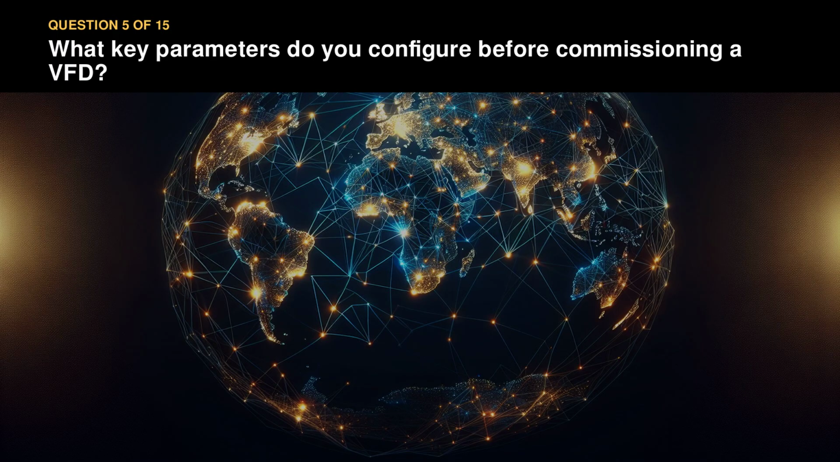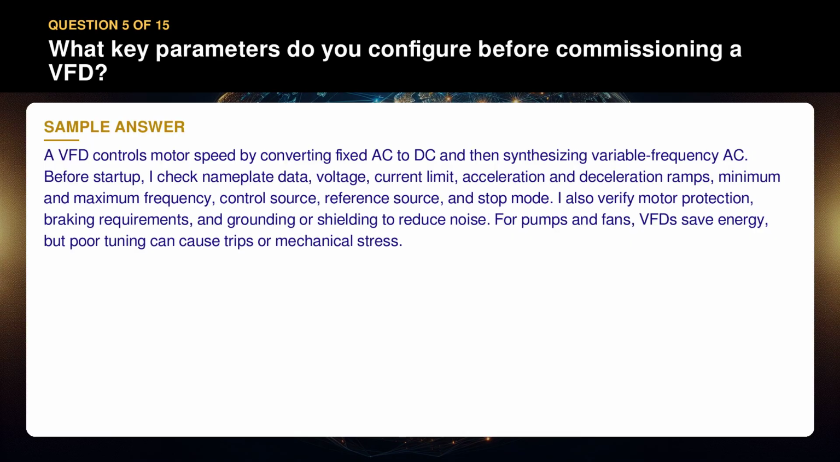Question 5. What key parameters do you configure before commissioning a VFD? A VFD controls motor speed by converting fixed AC to DC and then synthesizing variable frequency AC. Before startup, I check nameplate data, voltage, current limit, acceleration and deceleration ramps, minimum and maximum frequency, control source, reference source, and stop mode. I also verify motor protection, braking requirements, and grounding or shielding to reduce noise.